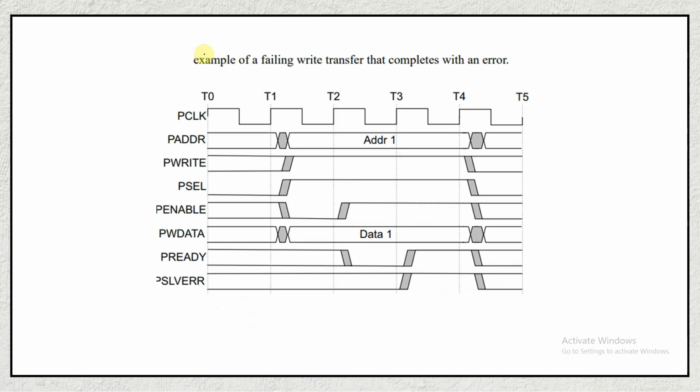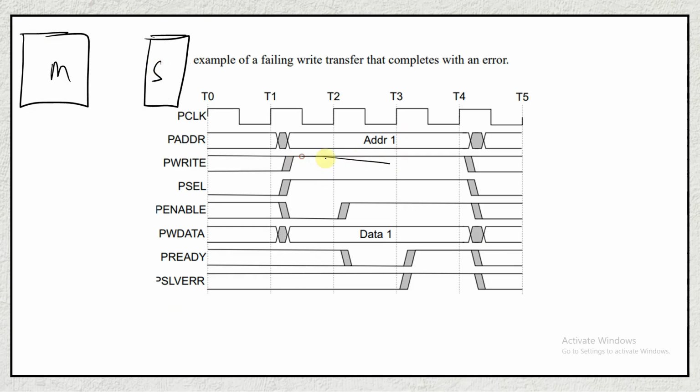For example, let's say this is your master and this is your slave. Now we are going to perform a write operation. That means the data is being transferred from master to slave. Now in the T1 to T2 phase, it is an address phase. Why is it an address phase? Because your PENABLE is equal to 0, and your PWRITE is equal to 1, so data is being transferred from master to slave, and the slave is being selected, PSEL.